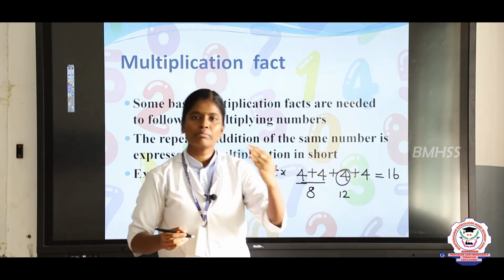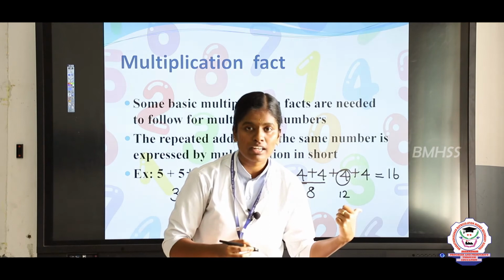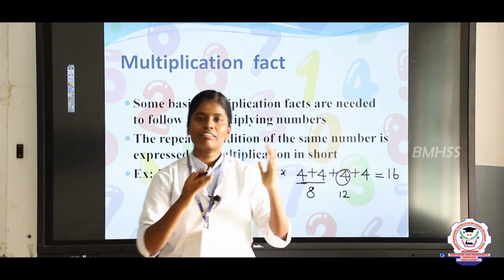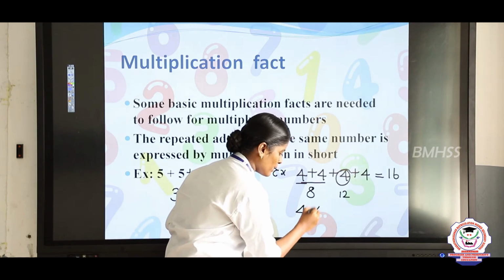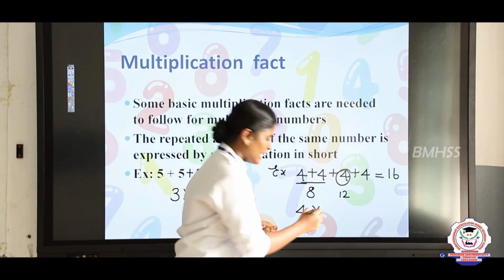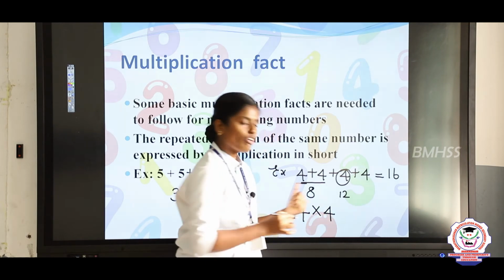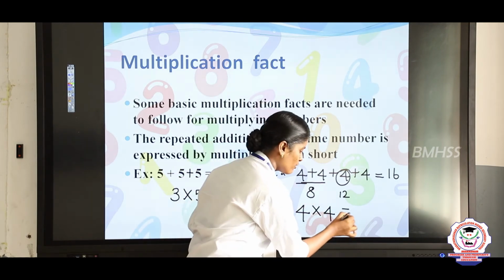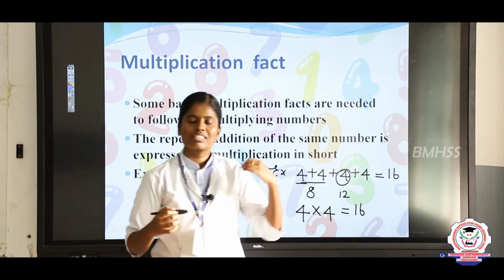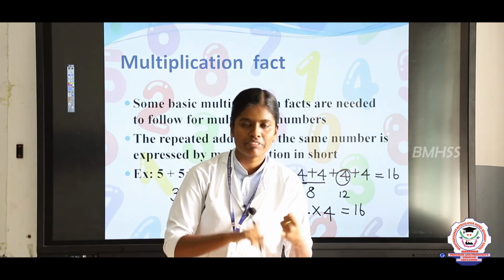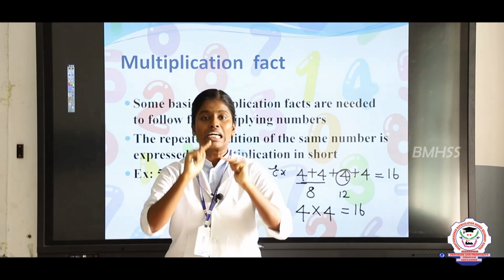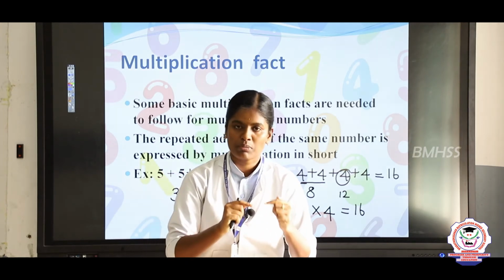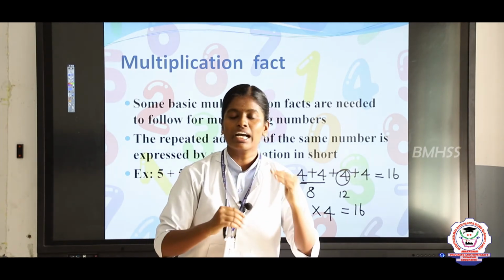Okay, so now tell me Manimaran, totally how many 4s are there? Yeah, very good my dear. Totally we have 4 4s. So first we write 4 and multiply by 4. 4 4s are 16. So this is called the multiplication fact. What does multiplication mean? Multiplication means repeated addition.